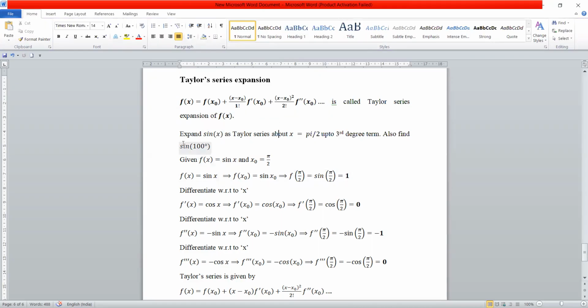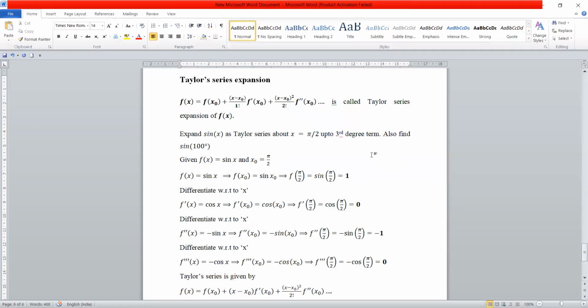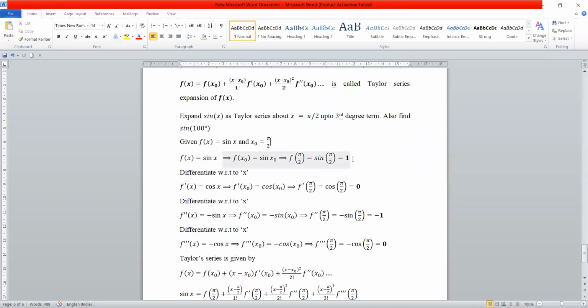Okay, so I'll take one example. Expand sin x in a Taylor series about x equal to pi by 2, so you can put pi by 2 directly, up to the third degree term, and also find sine 100 degree. So given f of x is equal to sine x and the initial value of x is pi by 2.